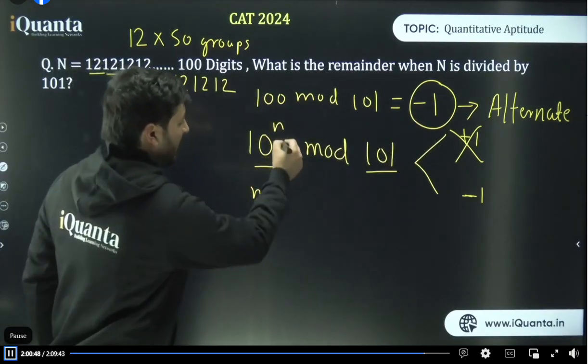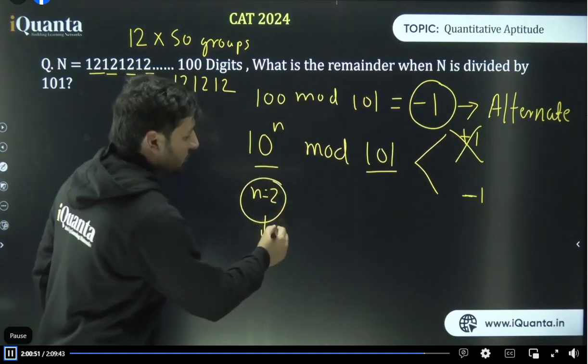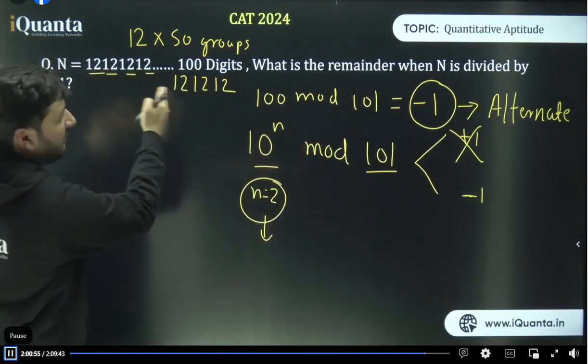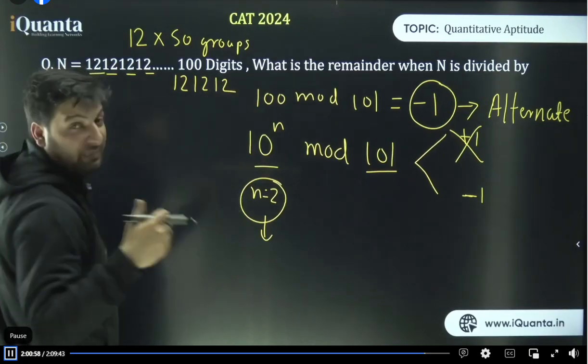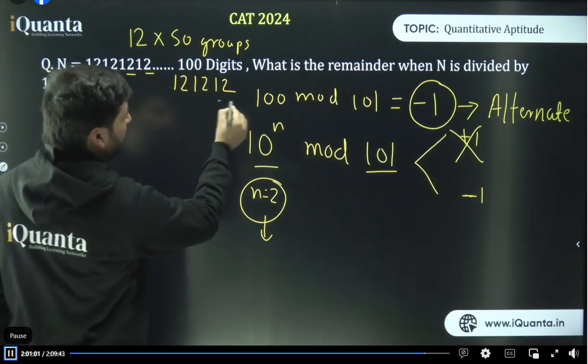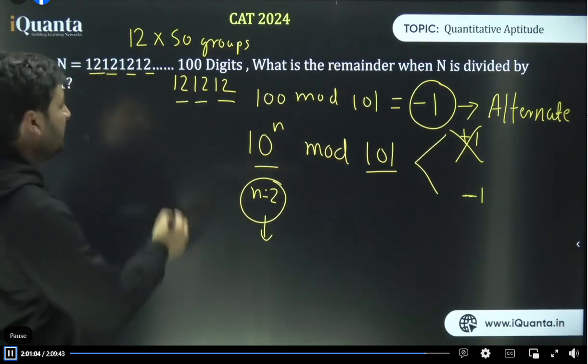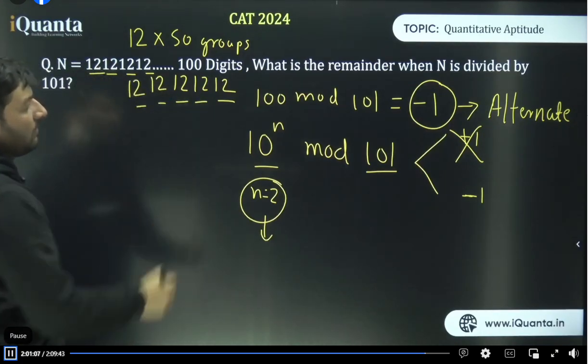and 100 is what? 10 square. So n will be 2, isn't it? So I will make group of 2 digits. Group of 2 digits starting from the rightmost end. The number will end like 1 2 1 2 1 2. So make group of n digits from the rightmost end 1 2 1 2 1 2. These will be the groups, isn't it? Then again 1 2 1 2 like that. But what do you have to do?